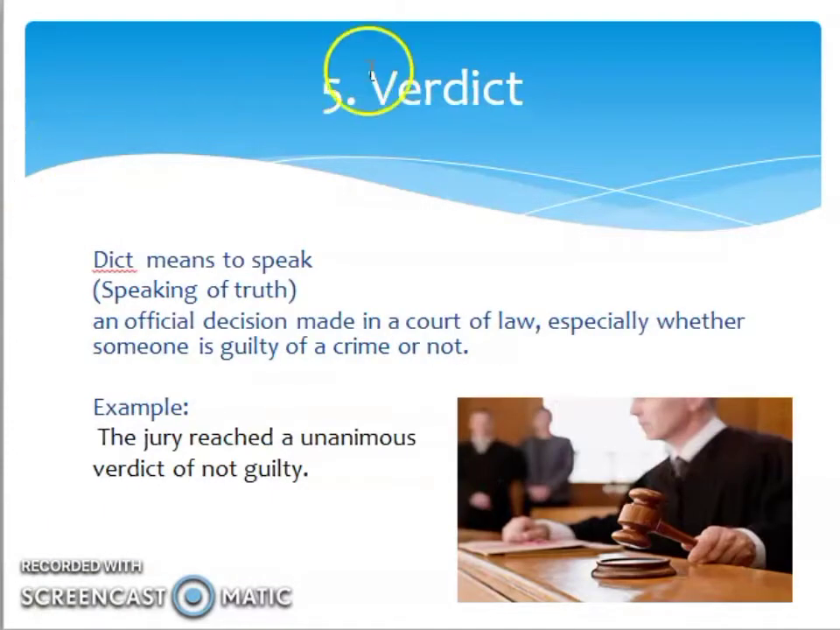Next, verdict. So this is a vocab word from the legal background. All right. So what is meant by verdict? All right. So let's break it down. So we have the root word dict, which means to speak. So speaking of truth is verdict, an official decision made in a court of law, especially whether someone is guilty of a crime or not. So speaking truth is verdict.